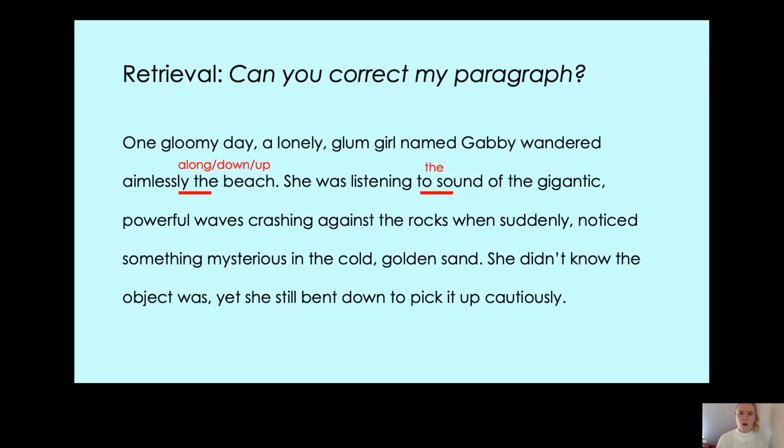What's missing there? Who noticed this? Who noticed something mysterious? Yes, it was Gabby, wasn't it? So we can have Gabby here, or she. She noticed something mysterious in the cold, golden sand.